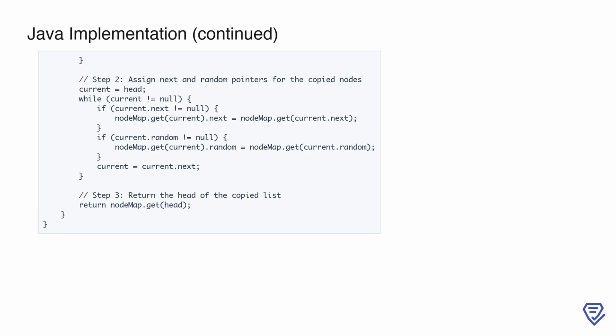mapping. Once all the pointers are assigned, we proceed to step 3, which is to return the head of the copied list. We do this by retrieving the copied node corresponding to the head of the original list from the hash map. This completes the implementation of our solution.